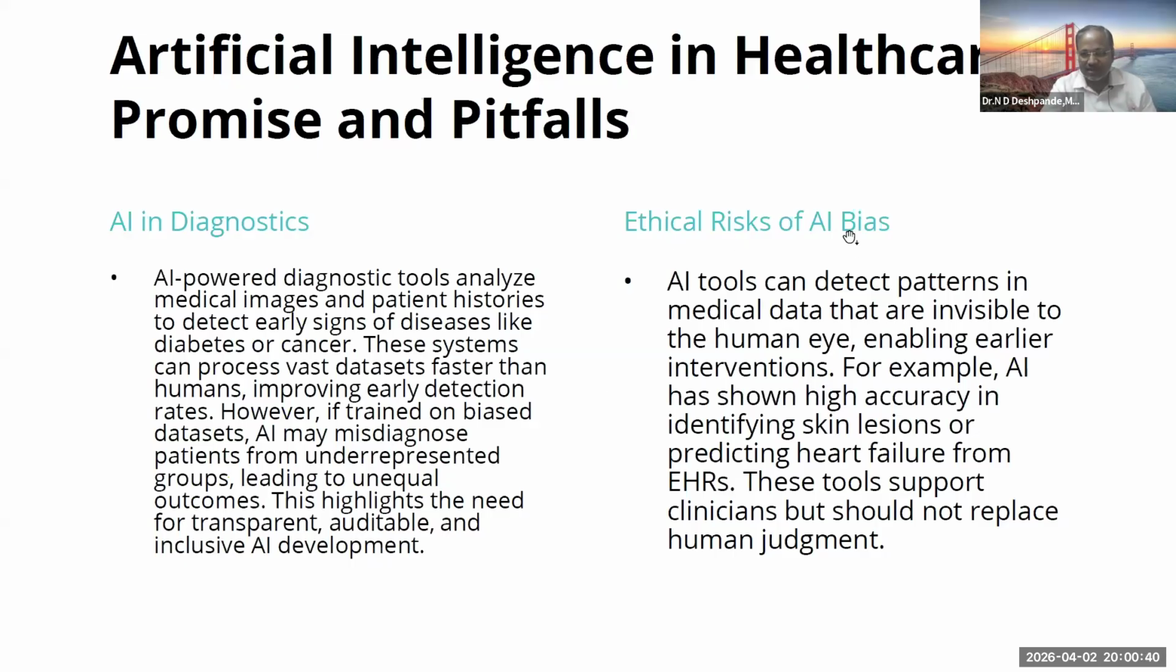Then there is the ethical risk of AI bias. AI tools can detect patterns in medical data that are invisible to the human eye, what we cannot normally see, enabling earlier interventions. For example, AI has shown high accuracy in identifying skin lesions or predicting heart failure from EHRs, electronic health records, so we are able to find out who is strong and who is not so strong. These tools support clinicians, but do not replace human judgment.